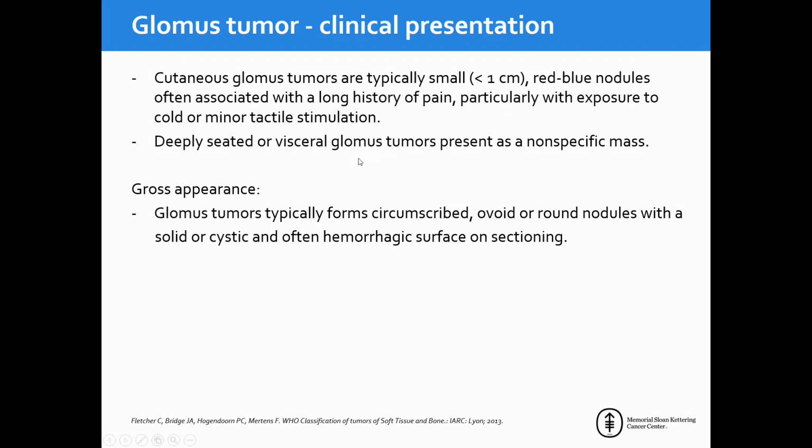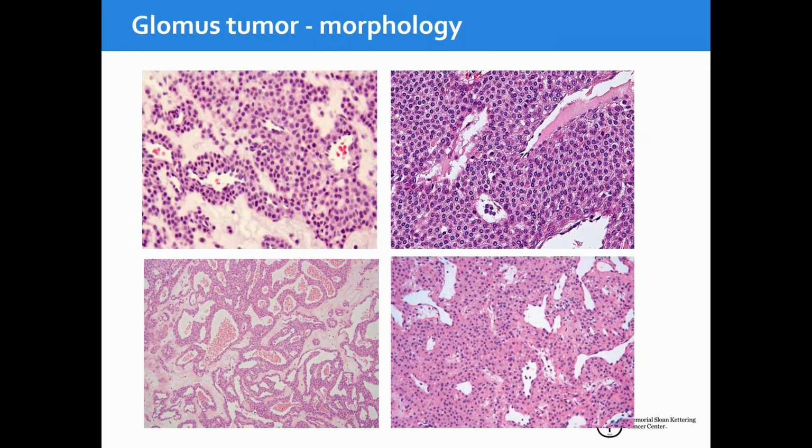But the deep-seated or visceral glomus tumors present as non-specific masses, just like any other visceral mass. Grossly, they form circumscribed ovoid or round nodules with a solid or cystic and often hemorrhagic surface. Morphologically, this is a very typical picture of a glomus tumor, where you see vessels lined or encuffed by these glomus cells. Rarely they can show sheets, as seen here and as seen in our case, where it becomes a little difficult in this morphology.